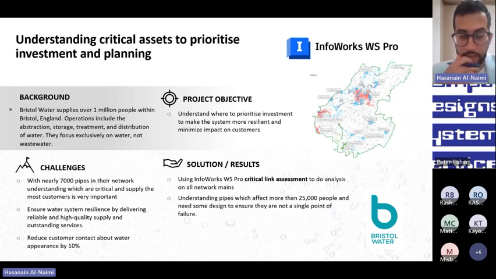So first, I'm going to give the result, or the solution really, regarding the critical pipes. They used InfoWorks WS Pro for critical link assessment to do analysis on the trunk mains. The picture on my right-hand side is from Bristol Water. They also wanted to understand what pipes were affected, which came to around 25,000 people. Some of it they needed to redesign, but anyway, they got to that point using InfoWorks WS Pro.